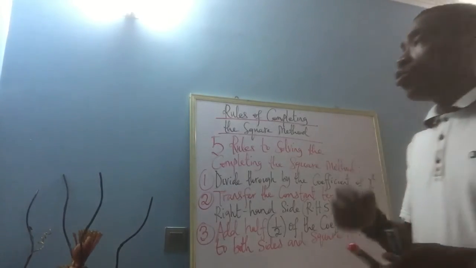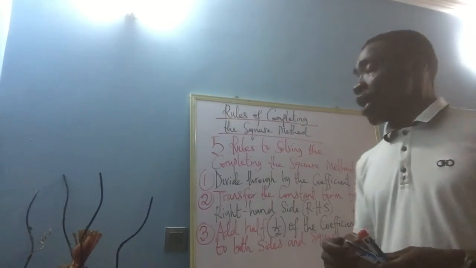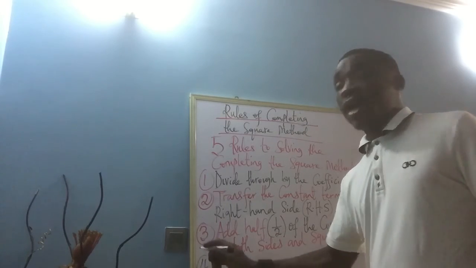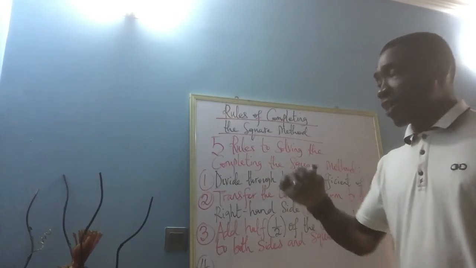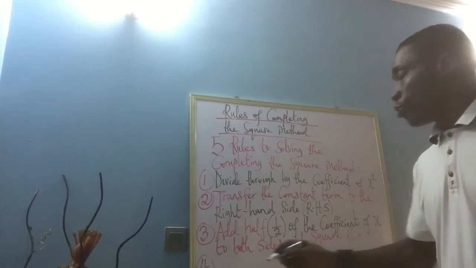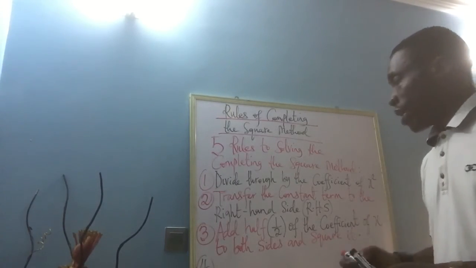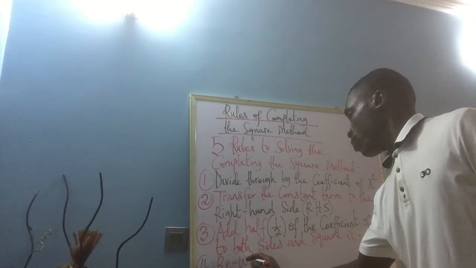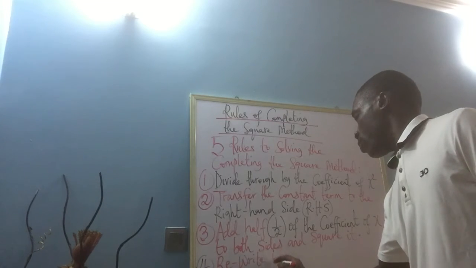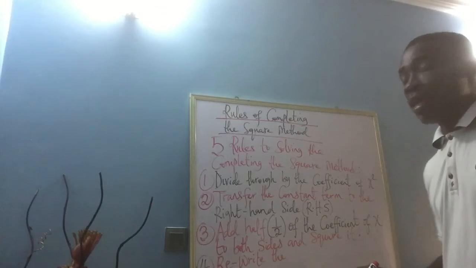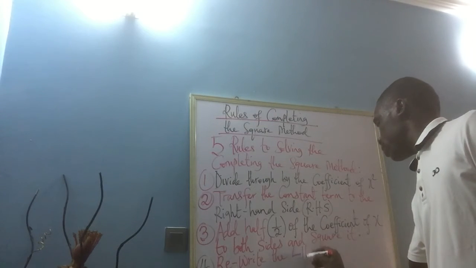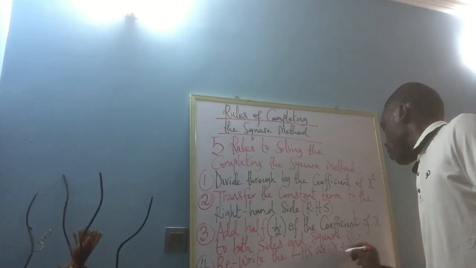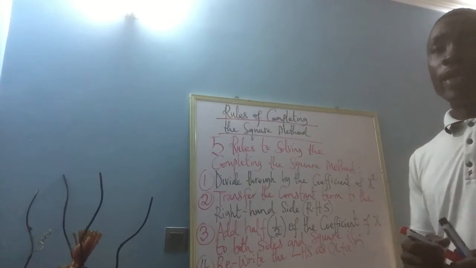While the fourth rule is to rewrite the left hand side as (x plus a) in close bracket, raised to the power of n. Rewrite the left hand side as (x plus a) raised to the power of n.